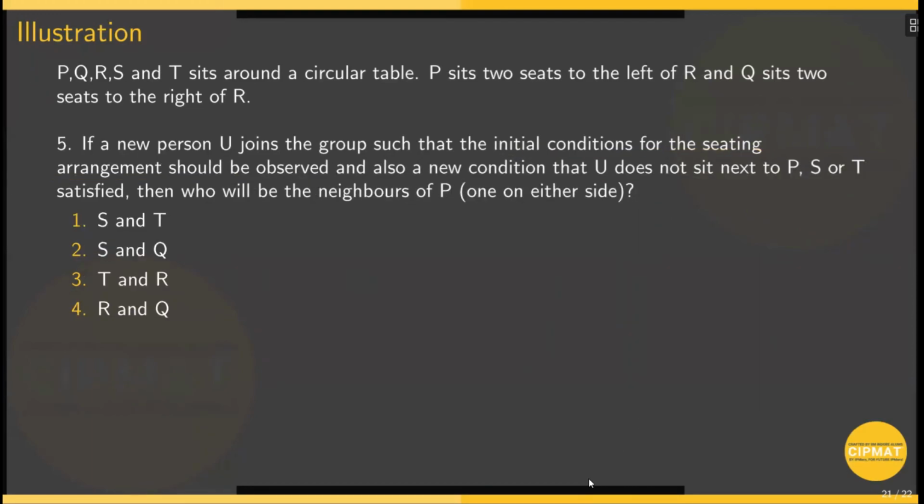If a new person U joins the group, such that the initial conditions for the sitting arrangement should be observed, and also a new condition that U does not sit next to P, S, and T is satisfied. Again, U has joined, so that means I have to draw the new diagram of 6 people. So let's quickly draw the 6 people. 1, 2, 3, 4, 5, and 6. Okay, 6 people are there.